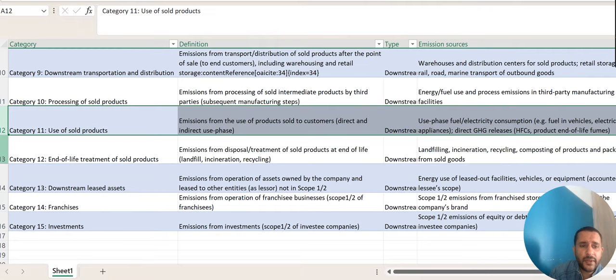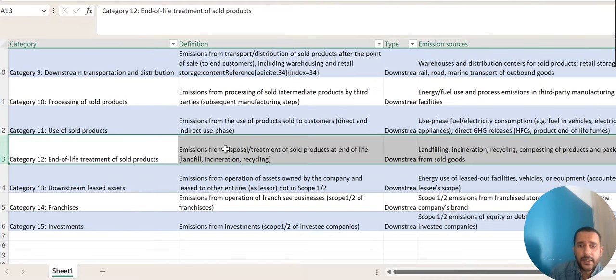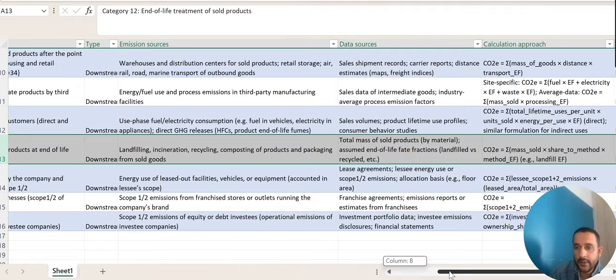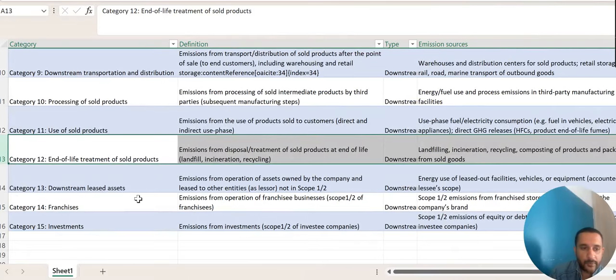Then end of life treatment of these sold products. Your end consumer, after using the products, will dispose of them, and they will end up in landfill anyhow. So that treatment will also have some emissions involved, and there's a process there.